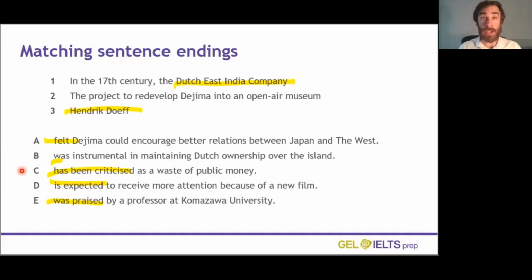Option C uses present perfect passive, has been criticized. We can't use present perfect with a finished past time. So number 1 cannot be C. D is a present simple passive, is expected. Again, this could not go with a finished past time. A, B, and E are past simple forms, so these could go with number 1. So here we've used the grammar and the context to help us eliminate some answers, and this is going to make it quicker for when we're looking for those answers.